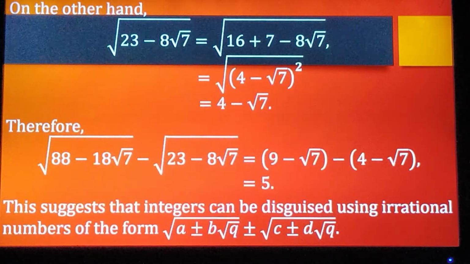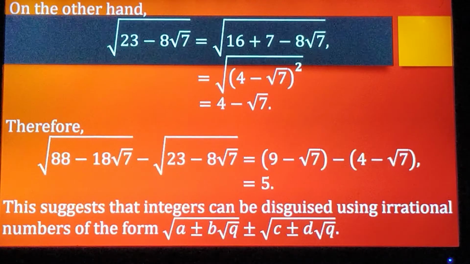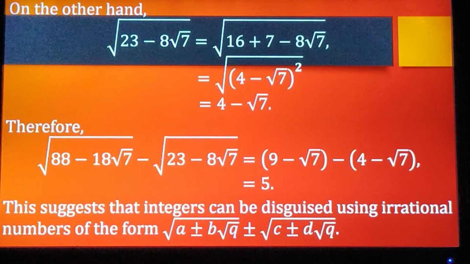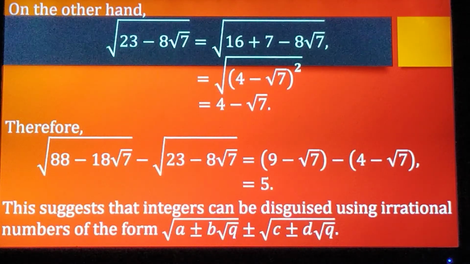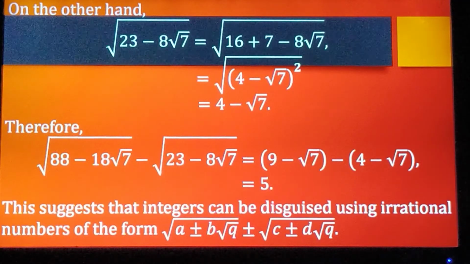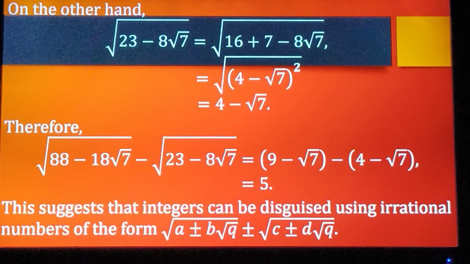5. This suggests that integers can be disguised using irrational numbers of the form square root of a plus or minus b times the square root of q, plus or minus square root of c plus or minus d times the square root of q.